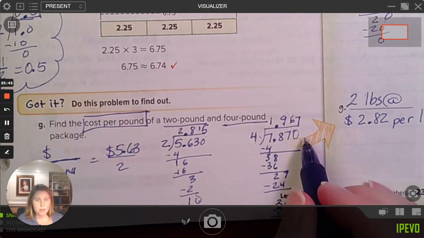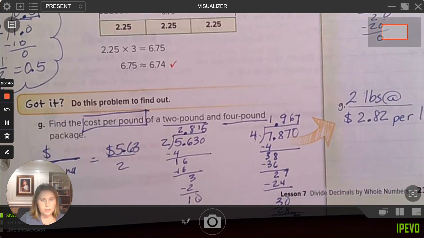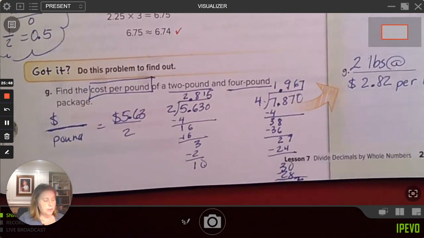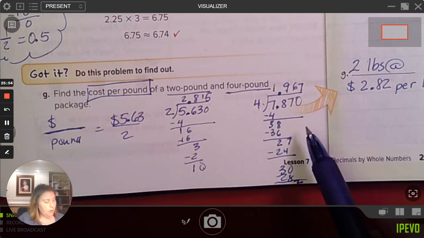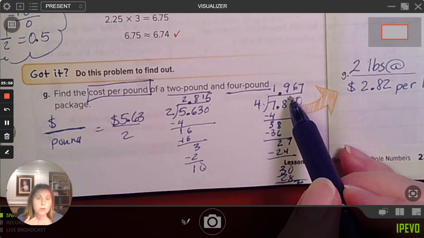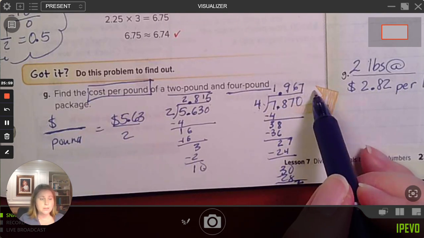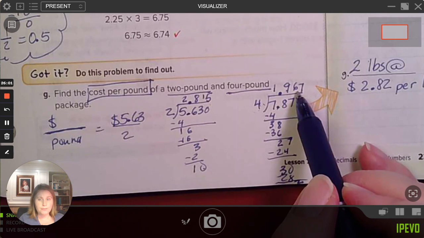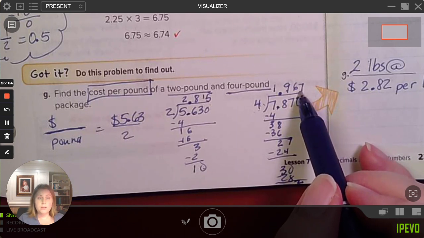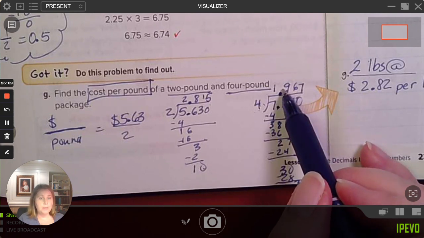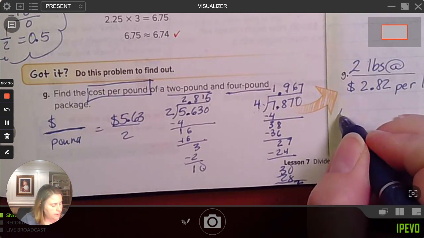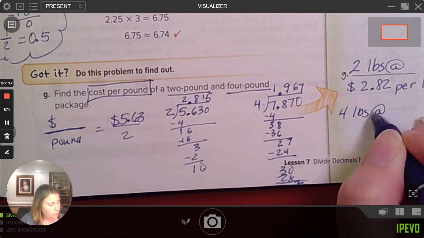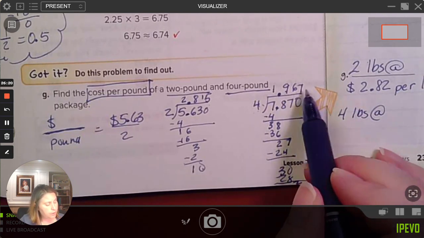And I can stop there because I went off the table a little bit. Let's get that on the screen. I can stop there because I have 1.967. And when I'm talking about money, okay, I'm just going to say either $1.96 or $1.97. So I look at this, the penny, the place value for the hundredths. Look at the number after it. Is it 5 or higher? Yes, it is. So we round it up. So this will not be $1.96. It'll be $1.97. So 4 pounds would cost $1.97 per pound.